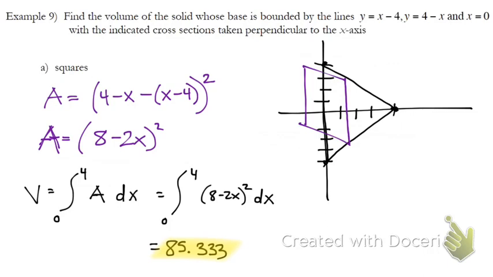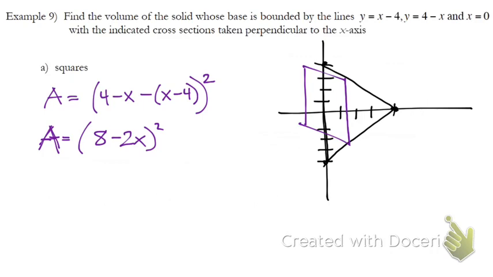Alright, when I put it in my calculator, I got 85.333. So the area by cross sections with squares filling in those places is 85.333. Alright, let's try this again, but the next one we're going to do is with a different shape. So let me erase this and see what our next shape is.